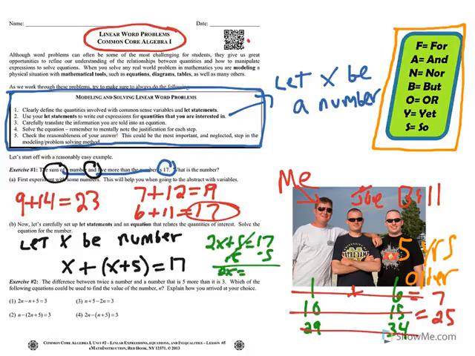2x equals 12. Divide by 2, and you could easily find that the answer is 6. Okay? So that's just a little bit of some of the processes you want to take when you're trying to set up and solve linear word problems.